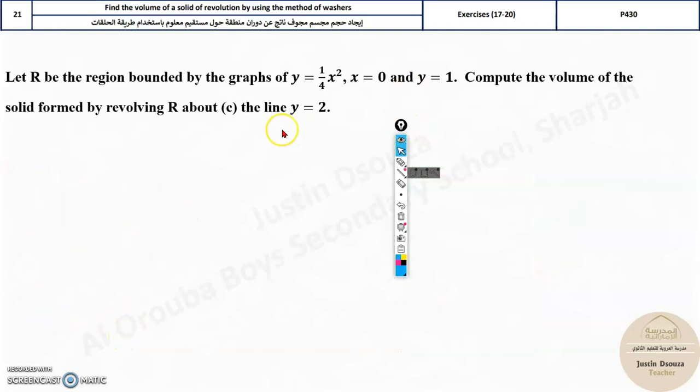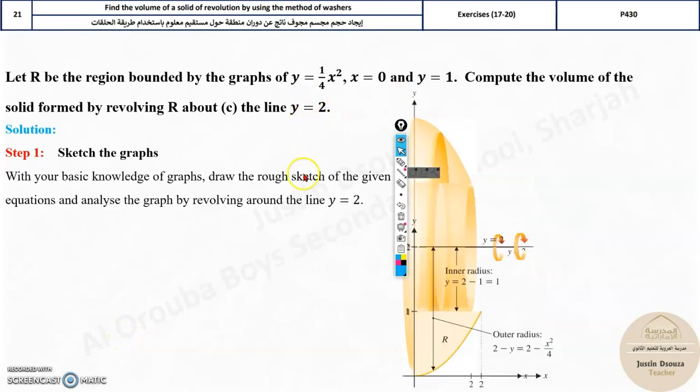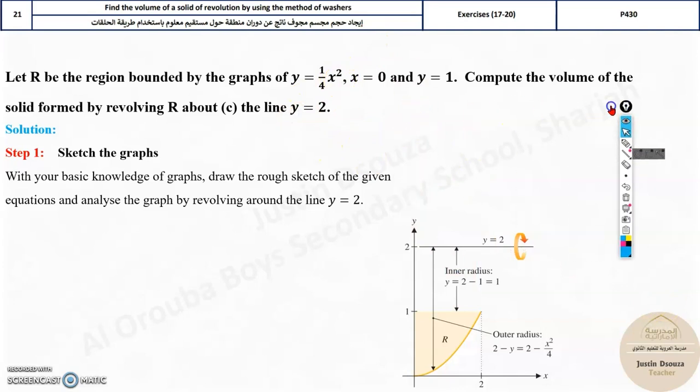Now, same way over here, we are doing the same problem, but look at what's the difference. Over here, they have given the same equation again. Look at the difference. They have just told rotation at y equals 2. That means you need to draw a line at y equals 2, and from there you need to rotate it. What is going to happen?